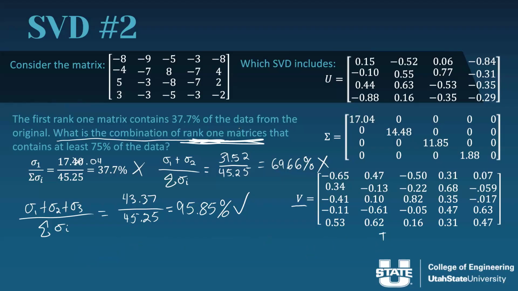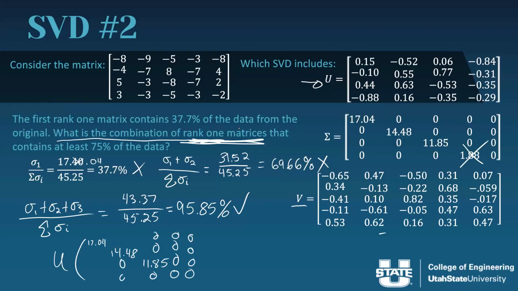If I can erase all this, which is where we just are going to ignore that one, make it a 0. So we're just going to multiply our matrices U, and then from up there and from up here. And then we're going to do 17.04, 14.48, 11.85, 0, and fill these out with zeros. Lots of zeros. Even more zeros. Times V transpose. And that will give us the sum of the rank 1 matrices.